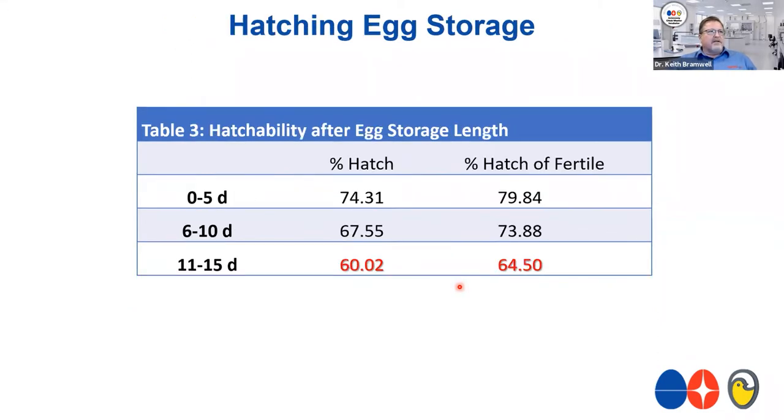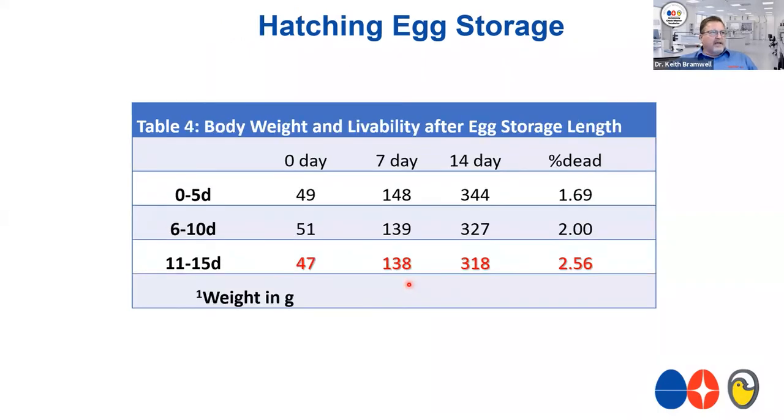And then we just looked at overall egg storage length. Again, this is just tying back to the effects that we see in incubation that also can affect the performance of birds out in the field. We stored eggs 0 to 5 days, 6 to 10, 11 to 15 days, and of course we expect a poor hatch on the eggs stored longer than 10 days. Again, this was in broilers. We had a lower body weight at hatch, a lower 7-day weight, a lower 14-day weight, and a higher 14-day mortality when the eggs were stored longer.